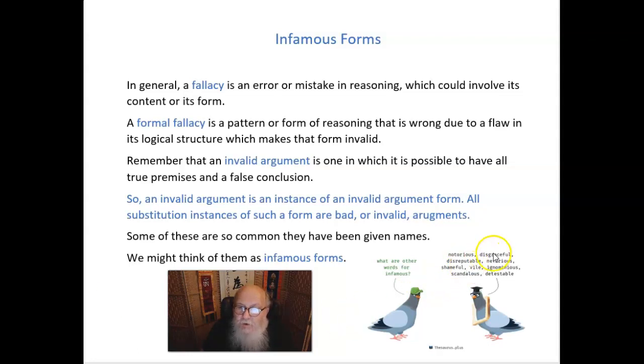They're notorious. They're disgraceful. They're disreputable. They're nefarious, they're shameful, they're vile, they're ignominious, they're scandalous, they're detestable. We don't want to use these forms, and we want to detect them when the supervillains of logic try to use them against us. Some of these forms are so common that they've been given names so that you can watch out for them. We might think of them as infamous forms. There are really two of them, like a pair of supervillains that go around casting their dark powers on the minds of the unwary and fooling them all the time. We want to be able to recognize them on sight so we can take care of them with our logical powers.